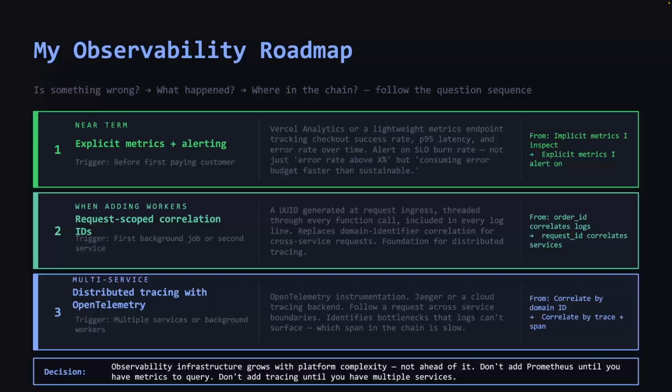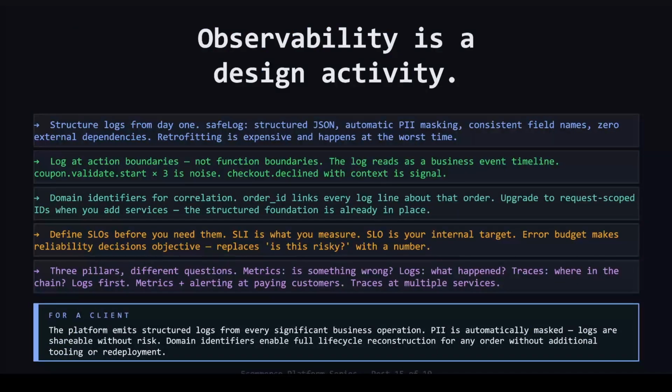The decision, observability infrastructure grows with platform complexity, not ahead of it. Don't add Prometheus until you have metrics to query over arbitrary time ranges. Don't add tracing until you have multiple services. Summary: observability is a design activity, not an afterthought. The cost of retrofitting it is very high.